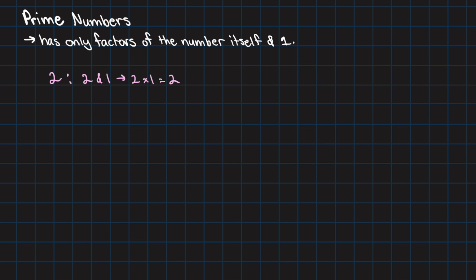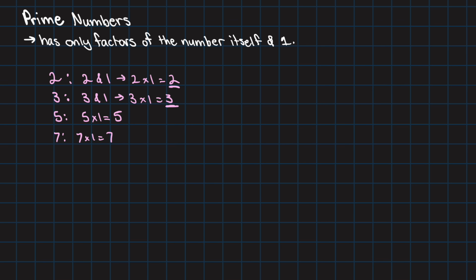Nothing else when multiplied together will give you 2. Another example of a prime number is 3, which has only two factors, 3 and 1, because 3 times 1 is 3. Some other examples that follow the same pattern are 5, 7, 11, 13, 17, and so on.